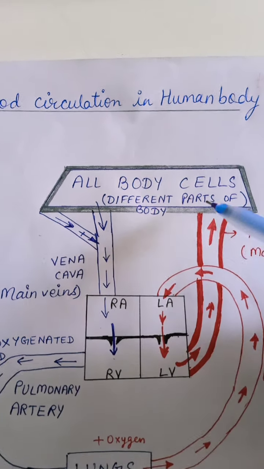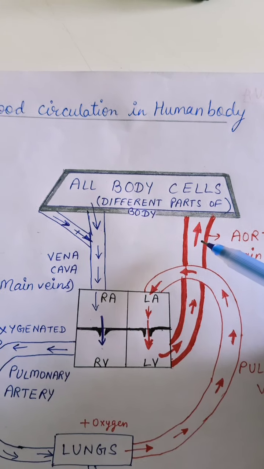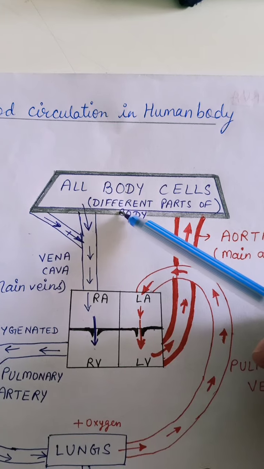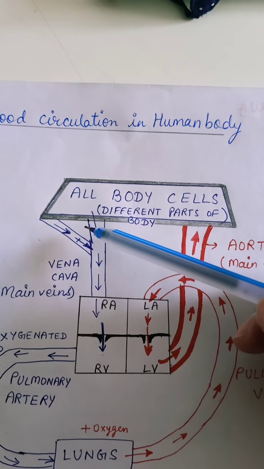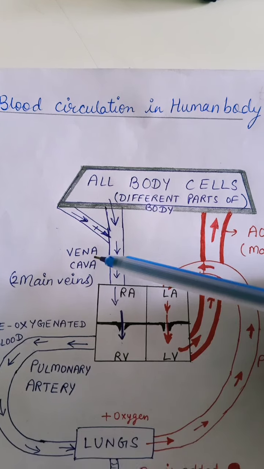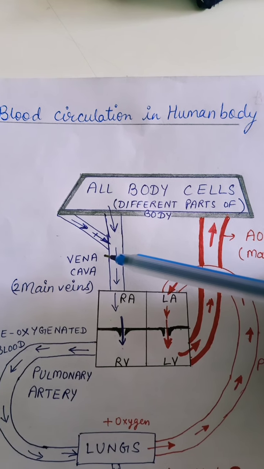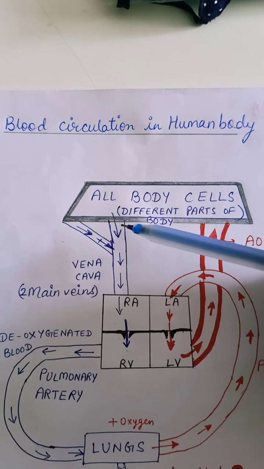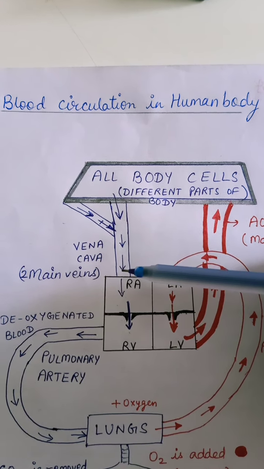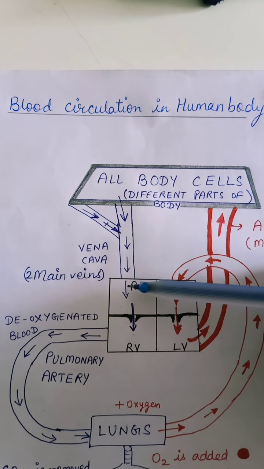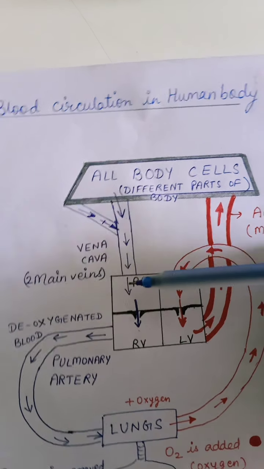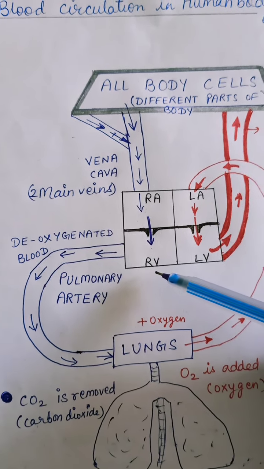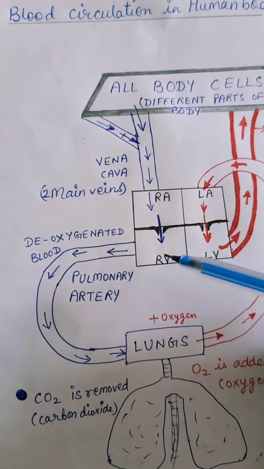Now let's see, suppose there are so many different body parts and every body part has so many cells. So we are considering this as the body cells. So what is the purpose of veins? There are 2 main veins which collect all the deoxygenated blood from all the body cells, and the vena cava transfers this deoxygenated blood into the right side of the heart, that is into the right atrium. Then after entering the right atrium, this blood is transferred to the right ventricle downside.